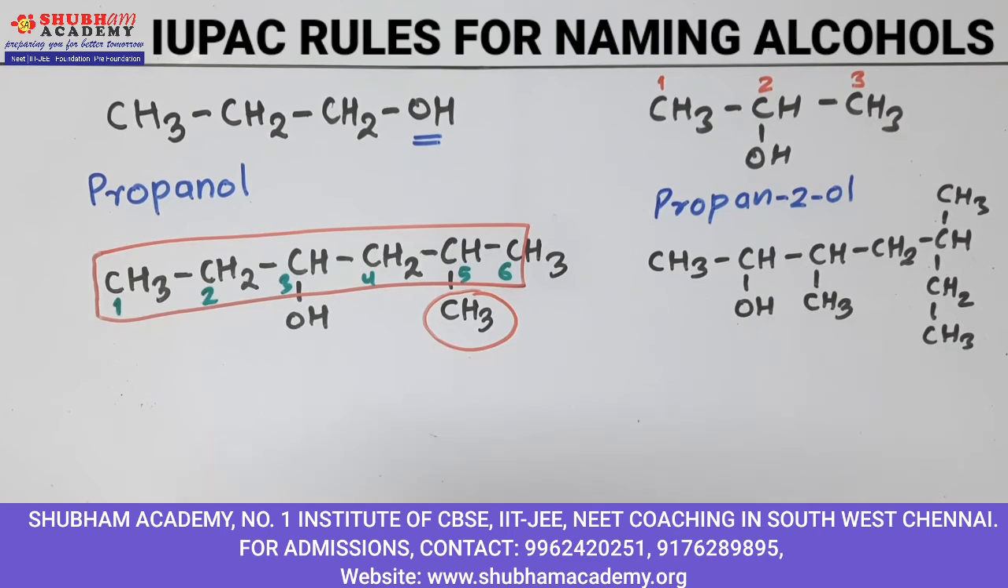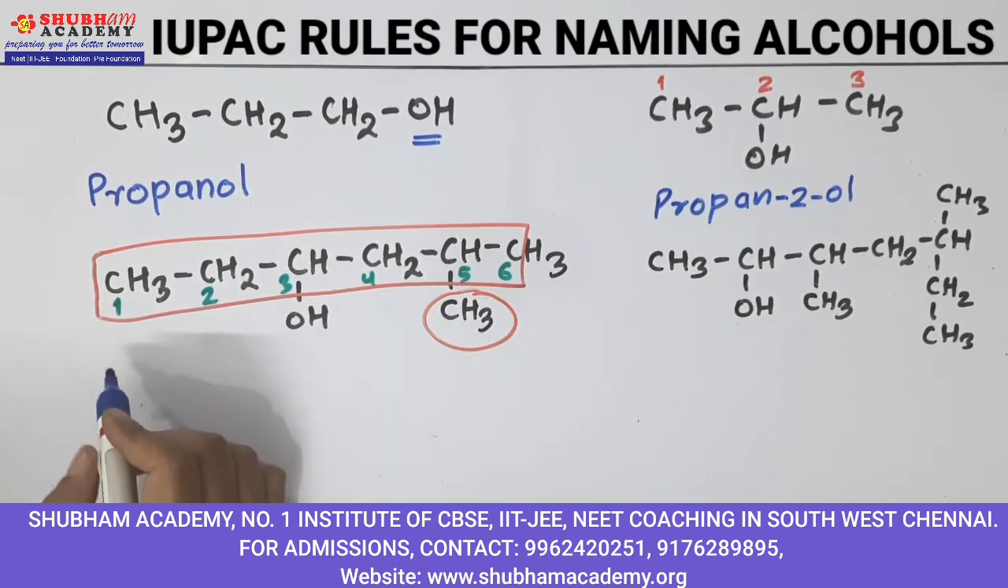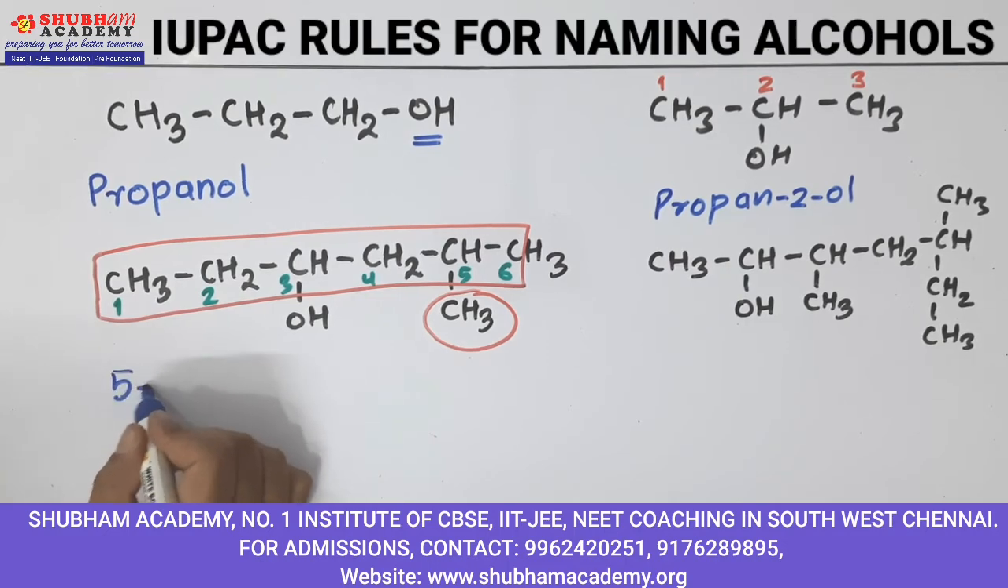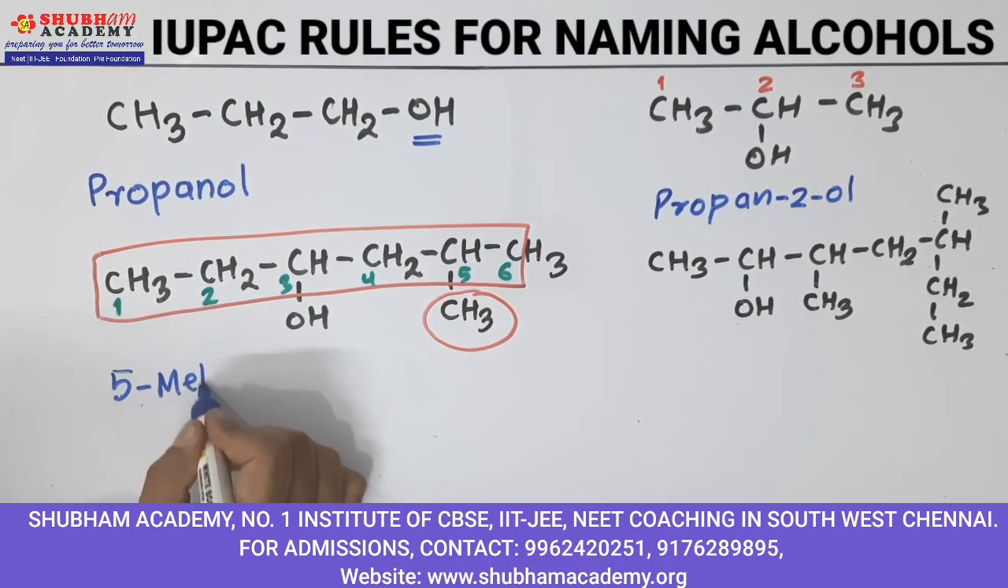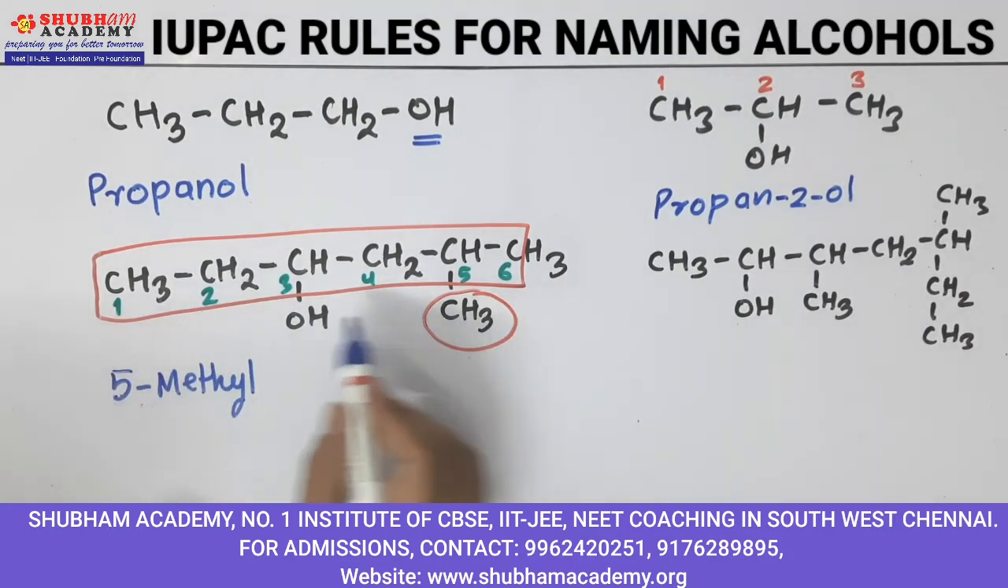Now what will be the name? This is an alkyl group. This will go in the prefix. So what is the position of this alkyl group? It is present on the fifth carbon. So 5-methyl. The prefix part is over. Then the word root.